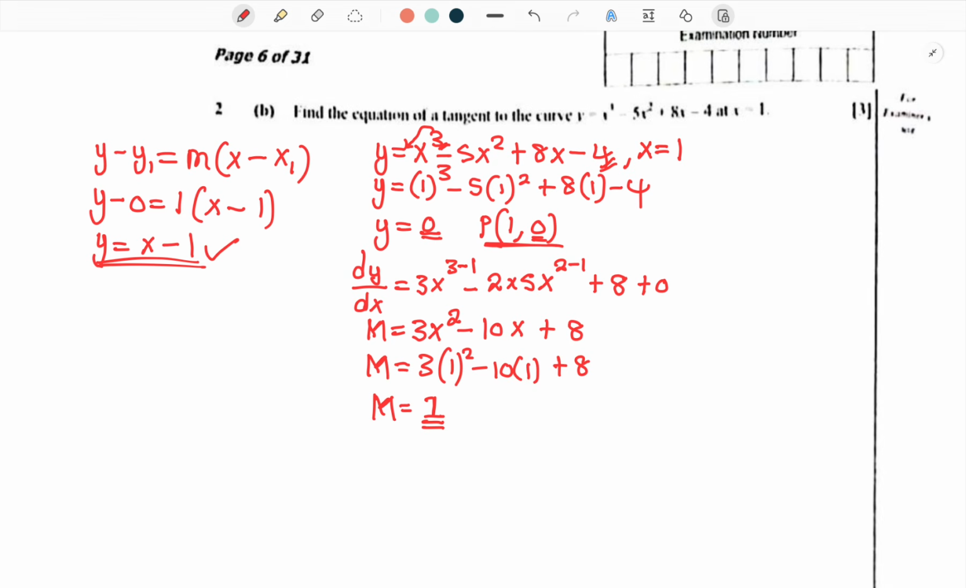So this is just how you solve this particular question. You ensure that you find your y value, then find the gradient using calculus, dy/dx. Then when you differentiate, whatever you find, you use this particular formula, and then you find your equation.